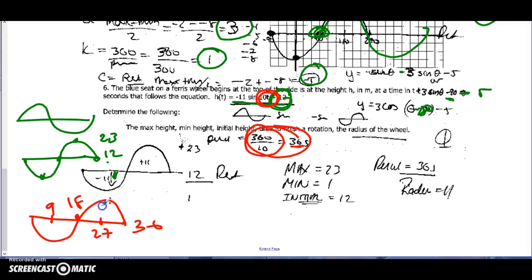What's my max height? My max height is right here, 23. What's my minimum height? My minimum height's down here, 1. What's the initial height? Start off right here. I start off at 12. Okay, so this is 12. Again, this is 12. I start off at 12.